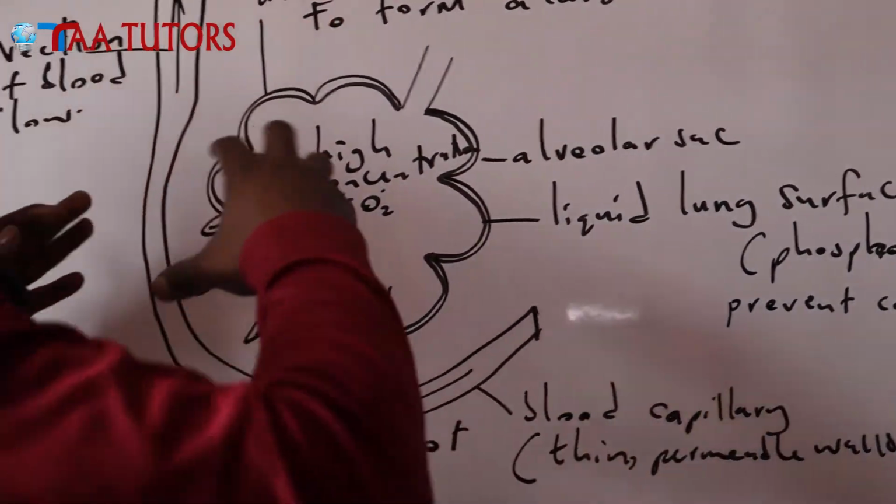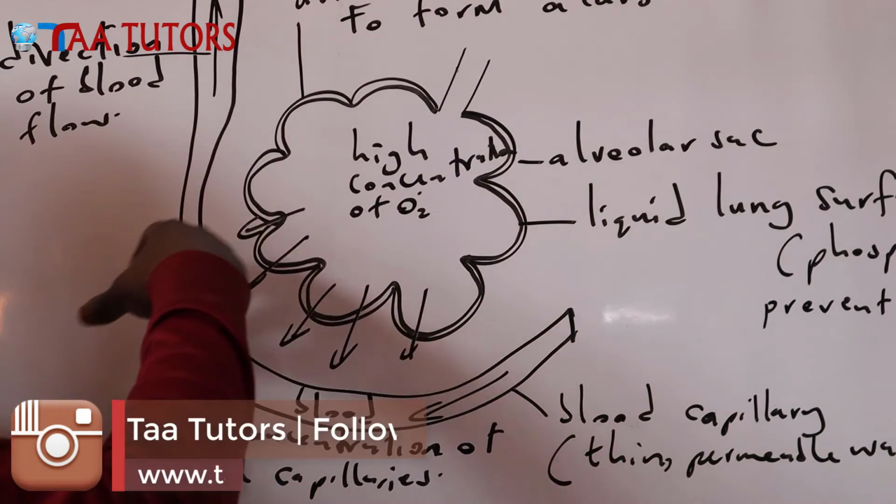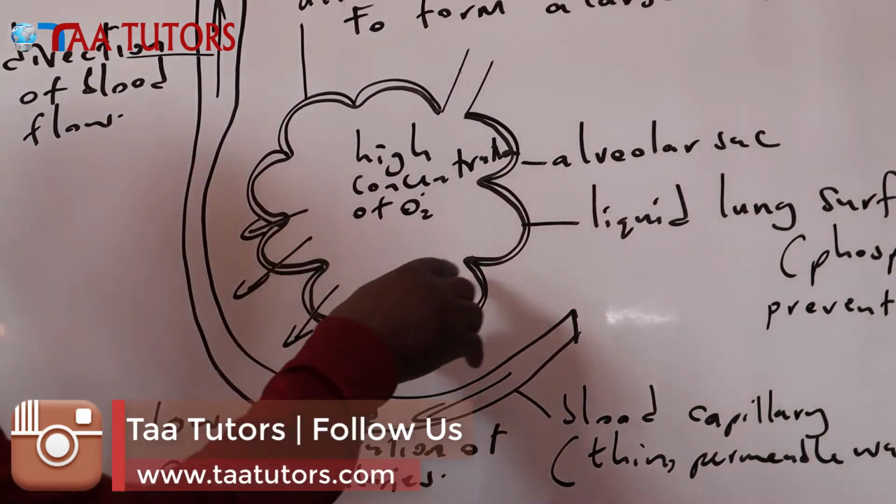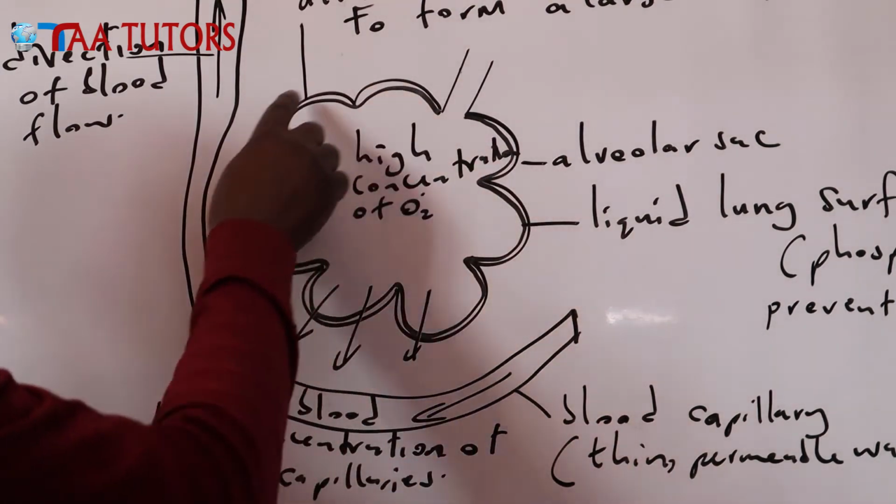So the lung can recoil so that it can squeeze here. It is like an elastic nature, which is made possible by the muscles that exist between the alveoli.